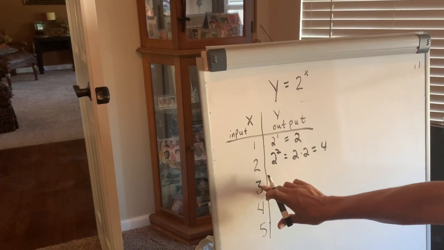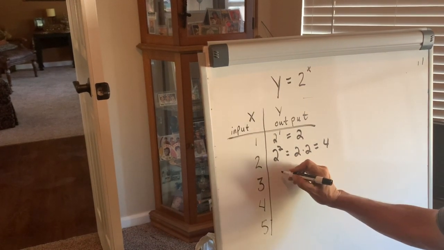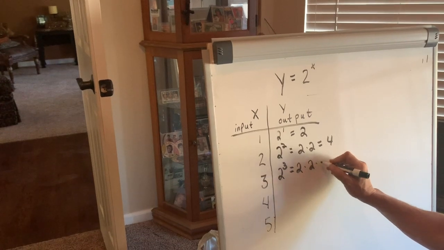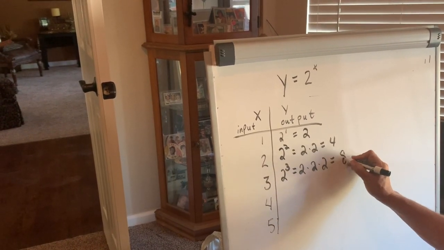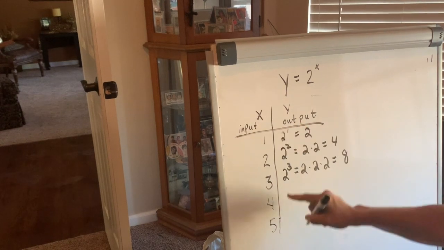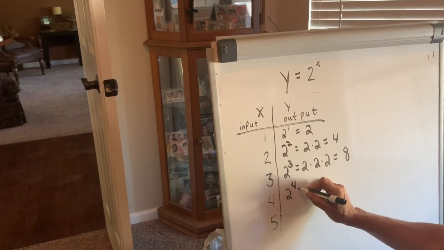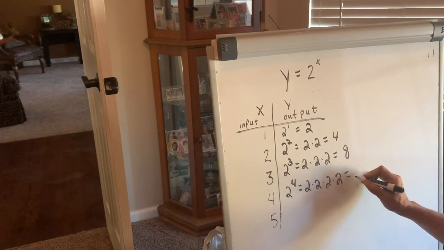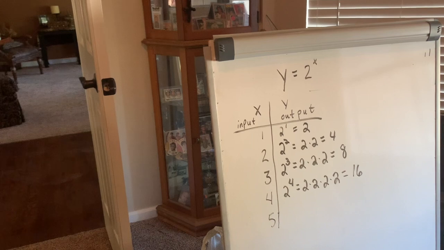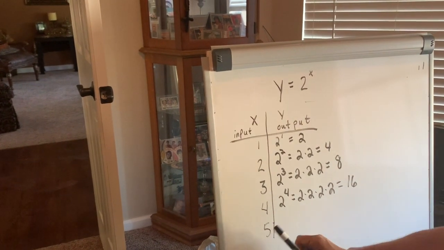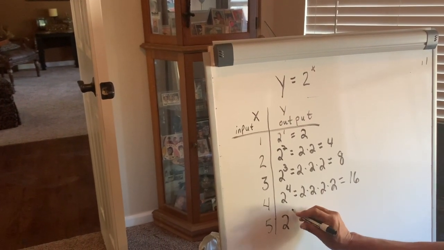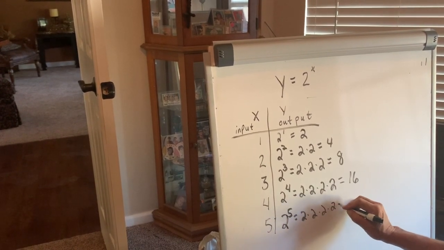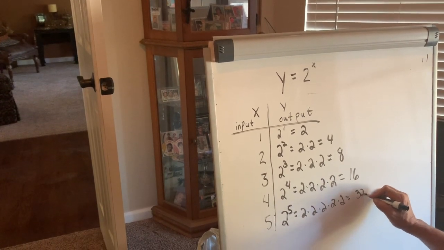When my x value is 3, I replace the x with 3. 2 to the third power, which is 2 times 2 times 2, or 8. When x is 4, it's 2 to the fourth power, which is 2 times 2 times 2 times 2, or 16. When x is 5, it's going to be 2 to the fifth power, which is equal to 32.